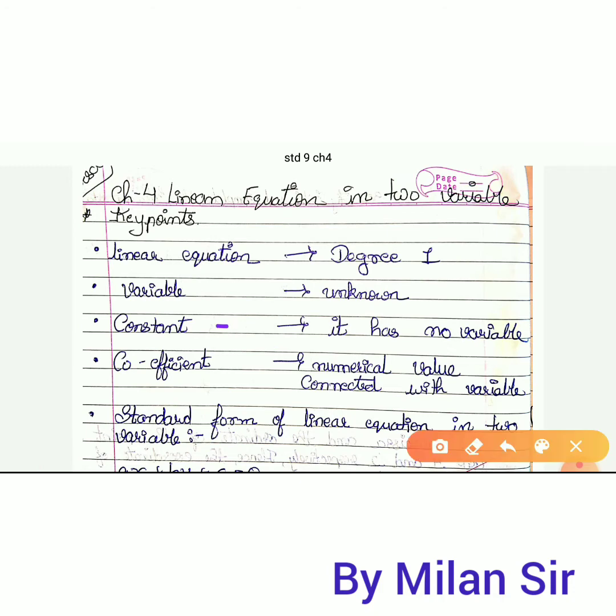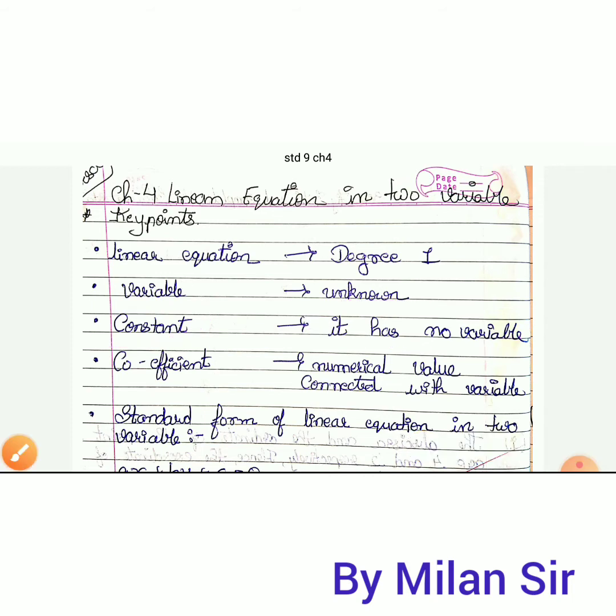Alternately, if any number does not have any variable, then it is a constant term. In the previous example only 5, here 5 does not contain any variable with it, so it is called a constant. So constant means it has no variable.